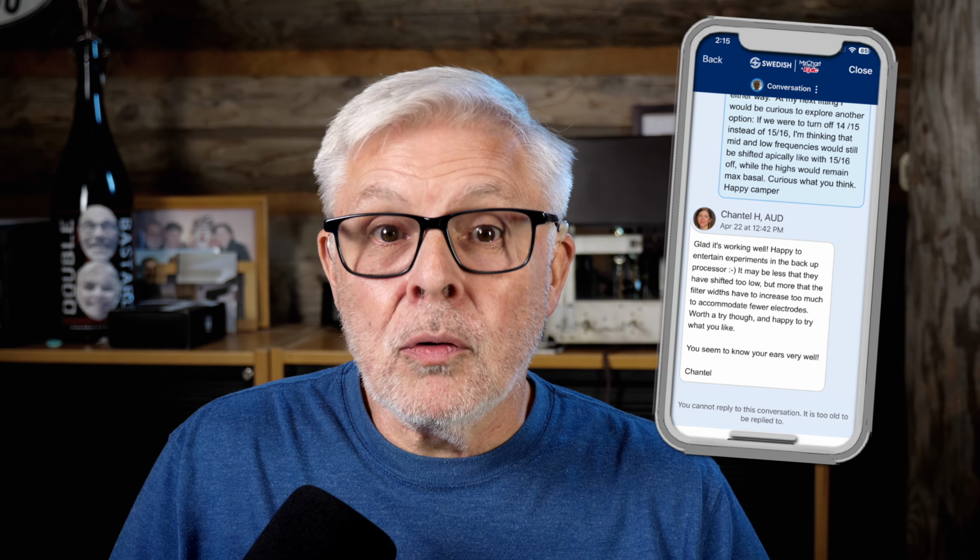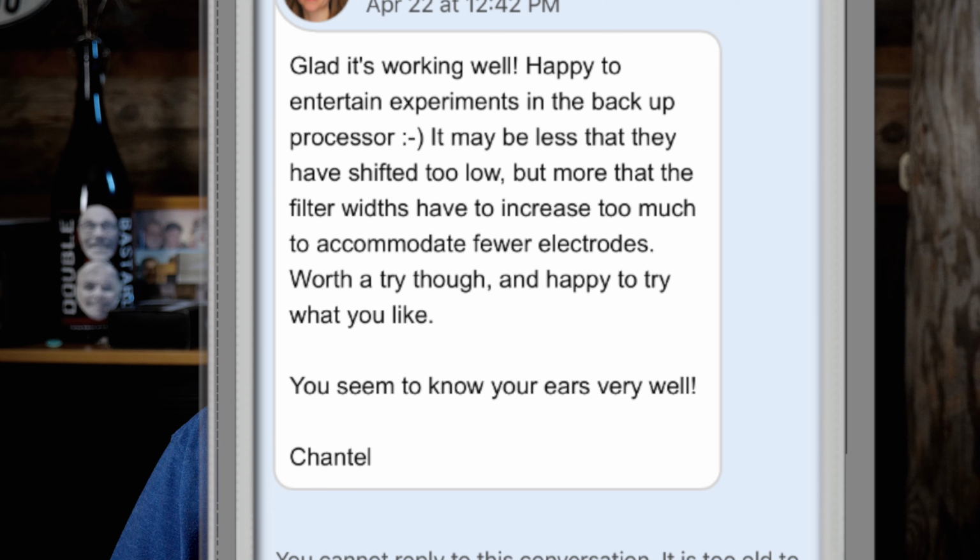Will it create other unanticipated issues that make things worse instead of better? Maybe. Probably. But hey, I've got to find out. My next mapping isn't for another 6 weeks, so I'll have plenty of time to mull this over. I've already run this by my wonderful audiologist, who replied pointing out possible issues, but concluded by saying, "Happy to try what you like. You seem to know your ears very well."